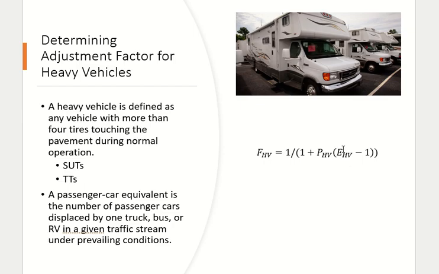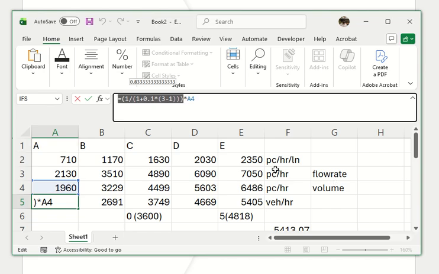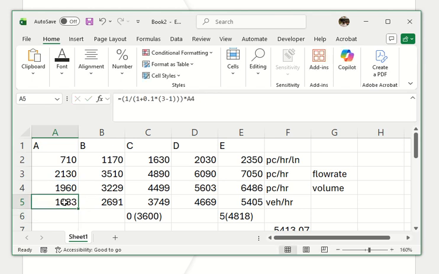So I put 3 here and I will have 10% trucks, which is given in the question. I'll come here. You can see 10% trucks, 0.1, and factor of 3. So this whole thing is the factor for heavy vehicles, multiplied by the volume in passenger cars. This gives you volume in vehicles per hour.